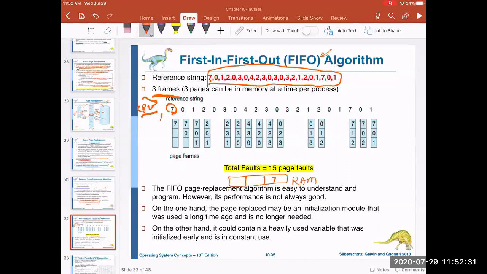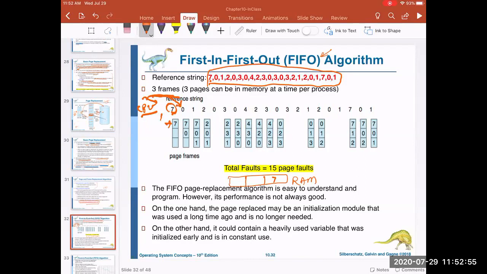This does not mean the contents are 7. This is just a representation of a page number, just a label. The contents would be different. So page number 7 is loaded. Now the next request by the CPU to the logical address space is page 0.